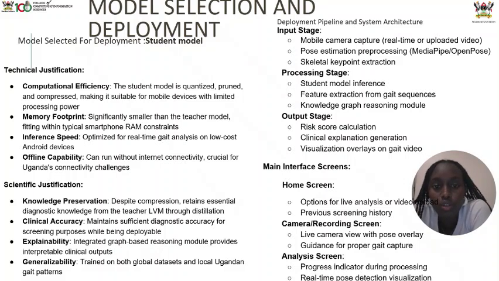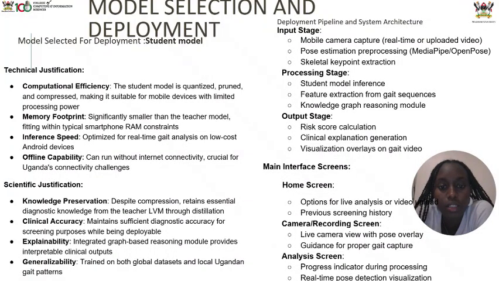So all you need to do, you open the app, and then you record a video of a pattern, maybe your hand, it could be the hand, it could be the whole body, and then during its processing, it extracts the gait sequences, and then its output is going to be a risk calculation, and it's going to give you clinical explanation and visualization overlays.